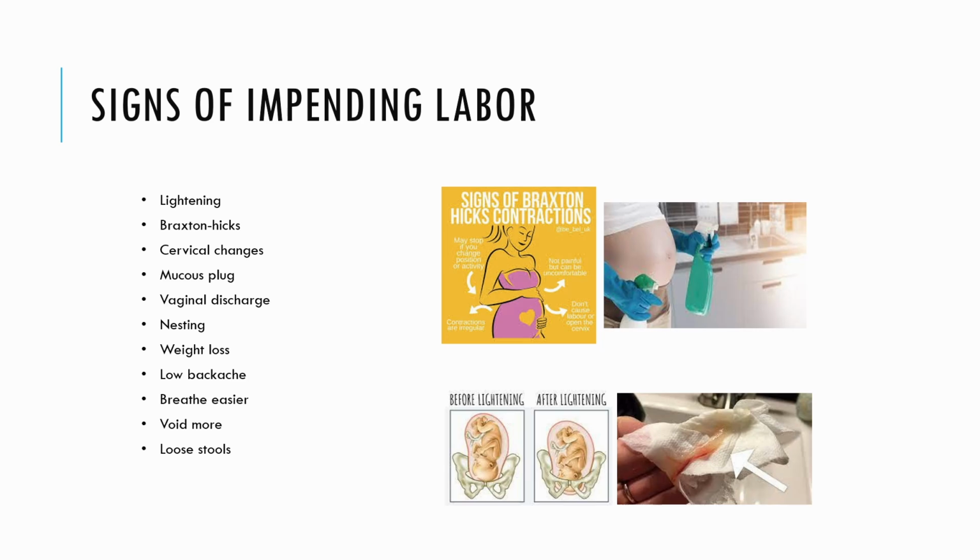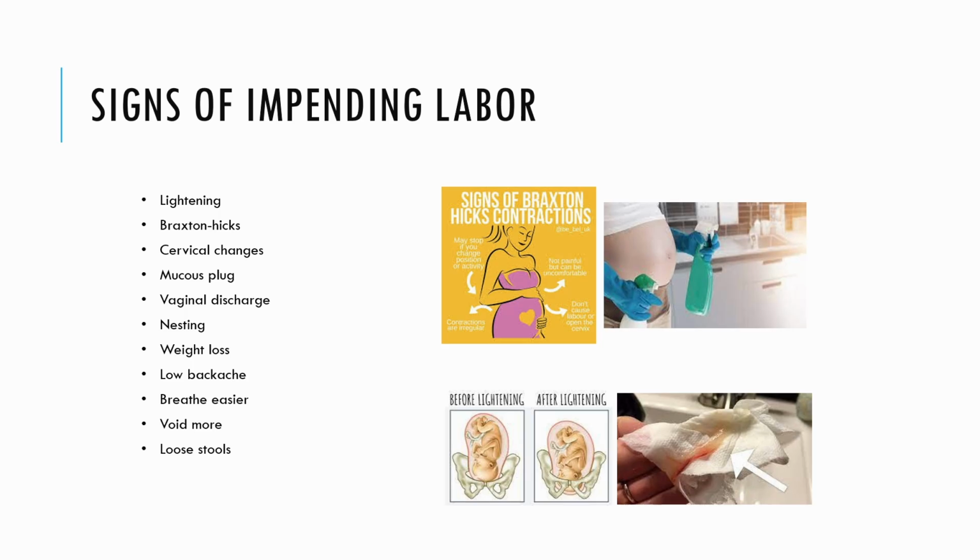Some different signs that a patient might experience that tells you that labor is soon going to happen, or impending signs of labor. We have lightening, and lightening occurs when the baby drops down lower into the pelvis. So if you ever hear someone say, "Oh, it looks like your baby dropped," the technical term for this is lightening. You can see a picture of that on this slide here, where before lightening, the fetus is up higher in the pelvis, and after lightening, it drops down lower.